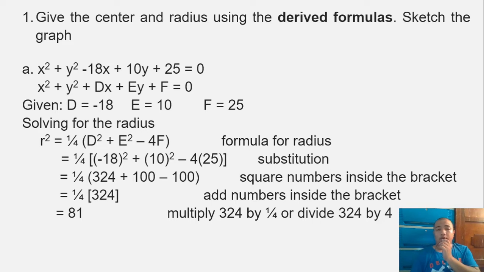Is that the length of the radius now? Not yet, because this is still r squared. So if you want to know the value of r, get the square root of both sides of the equation, which is equal to 9. Square root of 81 is 9, therefore the radius is 9.